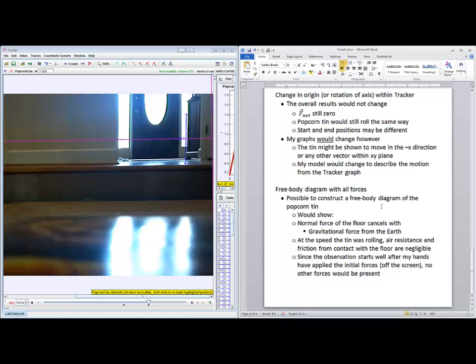As for friction, the popcorn tin is rolling down the hall. It's a very small surface area that's touching the floor. The friction is nearly negligible. I don't know how I would measure it. Hopefully I'll learn this semester. Because it's so slow, the air resistance is also pretty much negligible. So that's not contributing any forces there. So again, the only two forces are the normal force and the gravitational force from the Earth, which cancel out. And therefore, F net is 0.